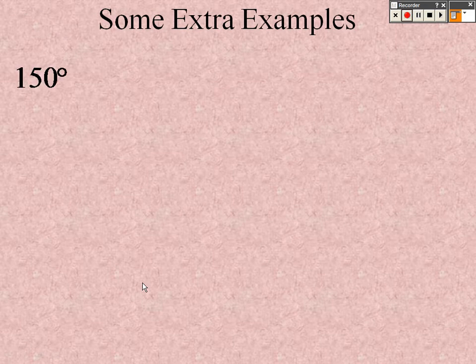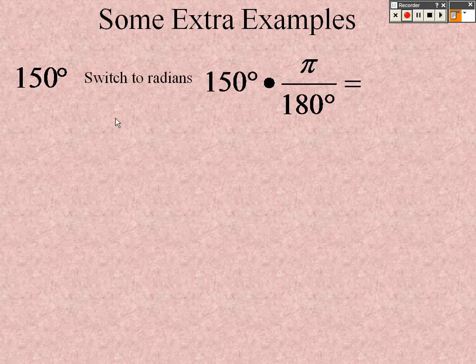So some extra examples here. Switch this to radians. So here's what you do. To switch it to radians, since this is degrees on top, that means I put degrees in the bottom. So that's 180 degrees and pi on top. So the degrees end up canceling out. So I end up with 150 over 180 pi.